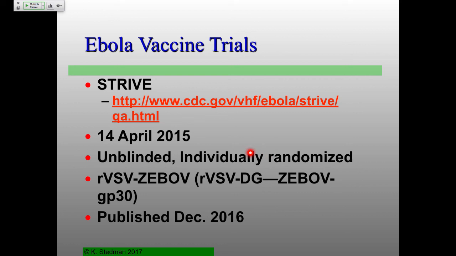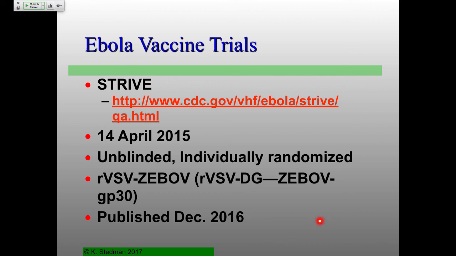It was RVSV ZBOV, which had the G protein. There's also one which has this VP30 protein, the one which is involved in the transcriptional regulation as well. And this paper actually only came out in December of 2016. So it also gives you a bit of an idea how long it takes to go between actually doing these trials and collecting the data and showing them.